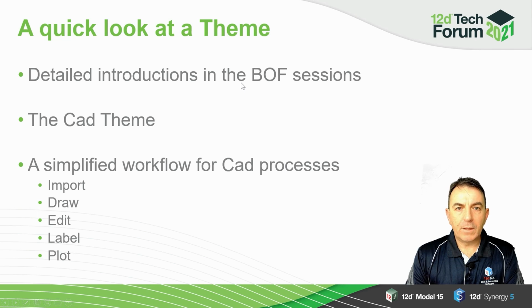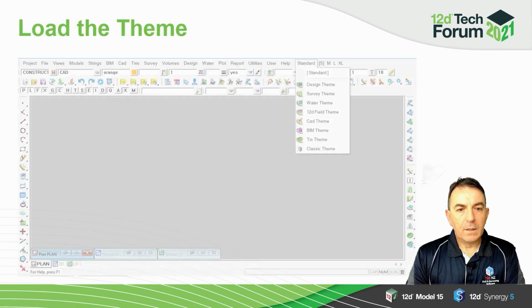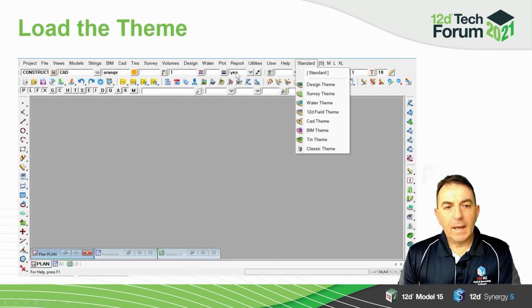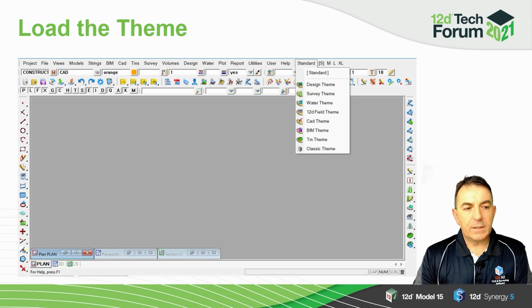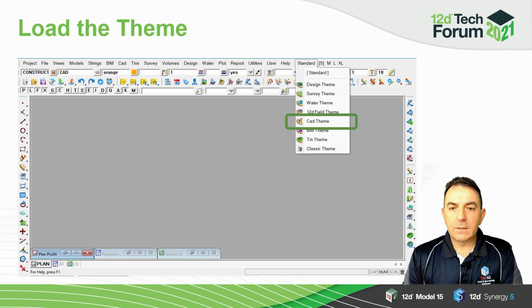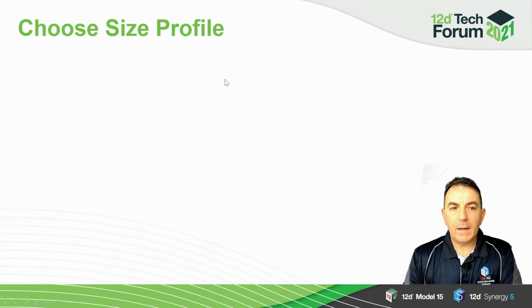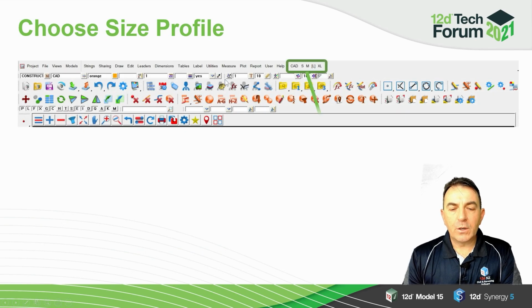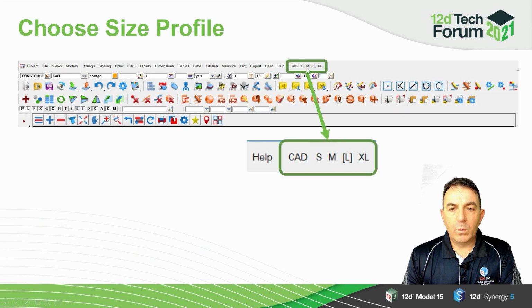So that's a really cut down, simplified workflow for CAD processes, but this will demonstrate our ideas behind the themes themselves. So first off, you've got to load a theme, and what you're looking at here is the standard theme interface, and you can quickly go and select the CAD theme, and 12D will completely rebuild the interface, load up all the CAD options and the CAD toolbars, and then you can choose a size profile. So if you want to have your small, medium, large, or extra large, that will fire up and change the interface to suit those size profiles that you've selected.